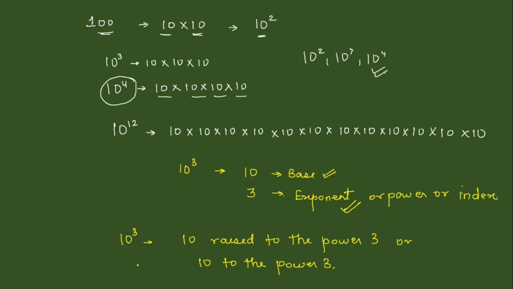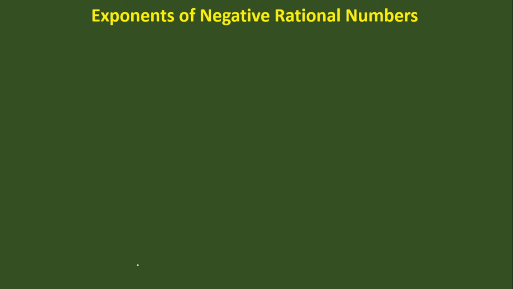Now, the next topic for today is exponents of negative rational numbers. The exponent of a negative rational number can be even as well as odd. The value of a number written in exponential form depends upon the exponent and can be positive or negative. To understand this, let's solve an example. So consider these numbers: minus 1 raised to the power 2, minus 5 raised to the power 4, minus 2 by 3 raised to the power 6.